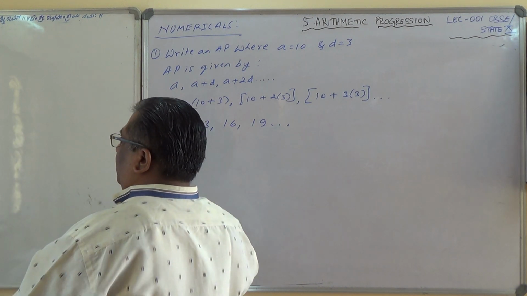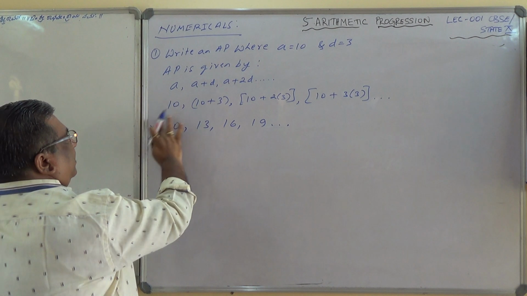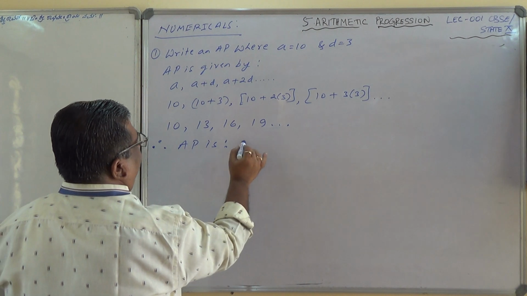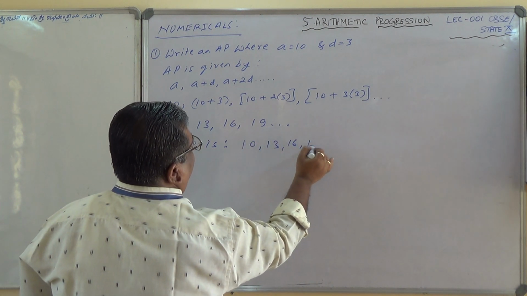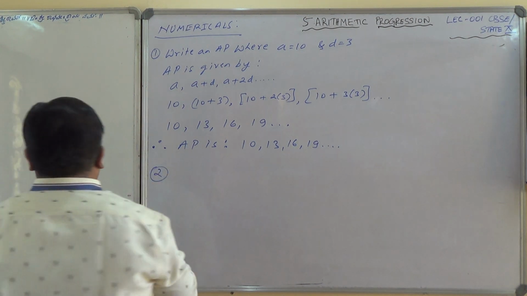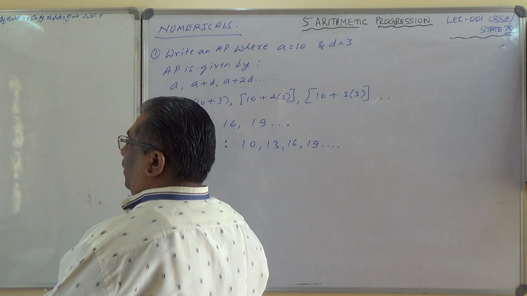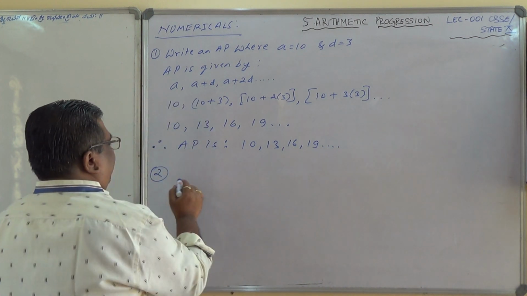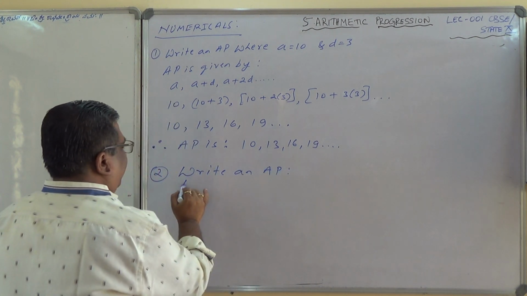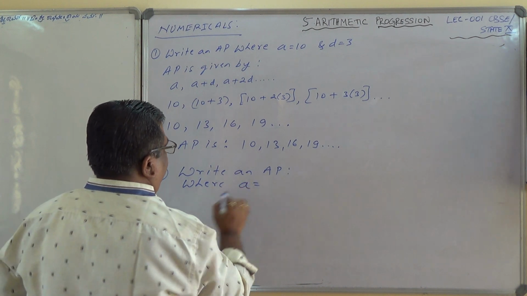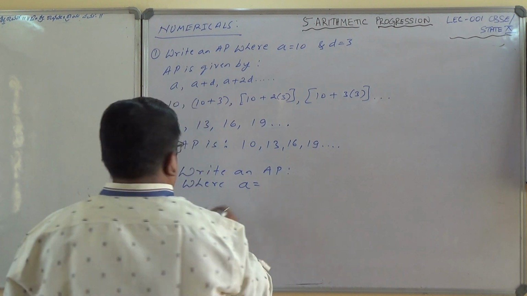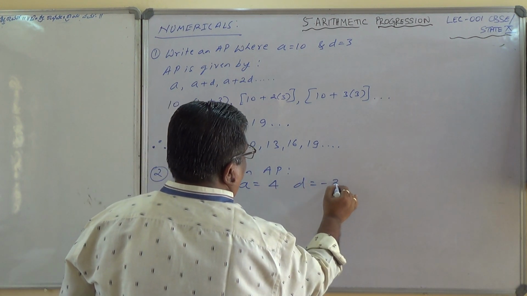So finally also you can write, generally it is better if you write, and therefore AP is 10, 13, 16, 19 dot dot. It will not take much time once again to write it, isn't it? Second one, next question. Write an AP having 4 as the first term and minus 3 as the common difference. Write an AP where A equals 4 and D equals minus 3.